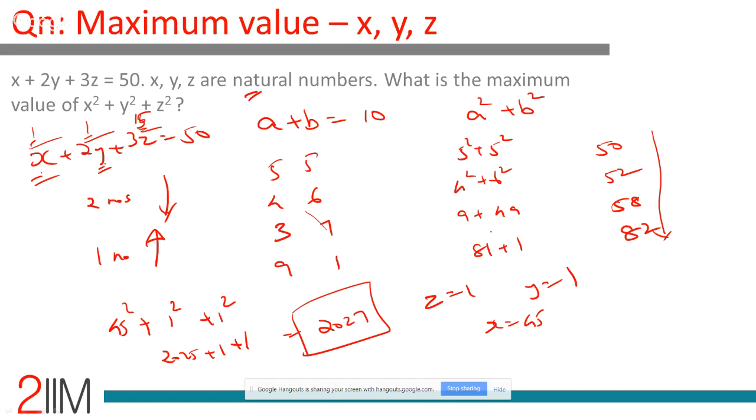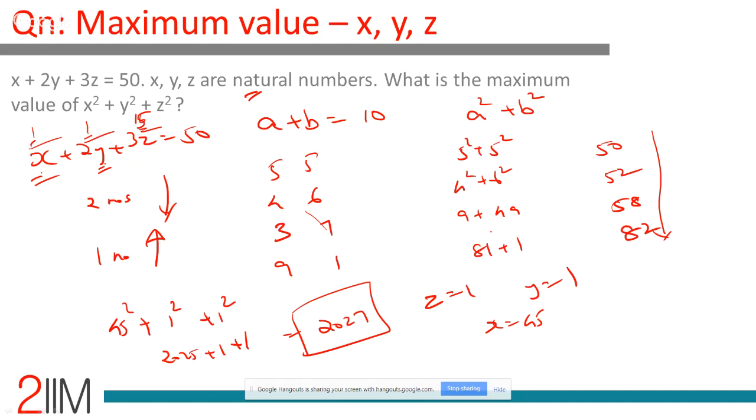Will I make x and y small and z large? Y and z small and x large? Or x and z small and y large? That doesn't work, that's bang in the middle. One or the other will be better than that. So if you make x and y small, 3z will be large, z will shrink. Not good enough. You want to make one of them very high.